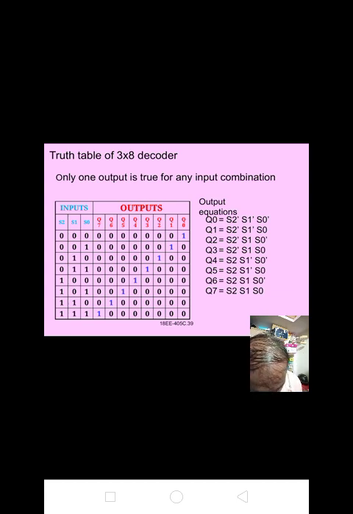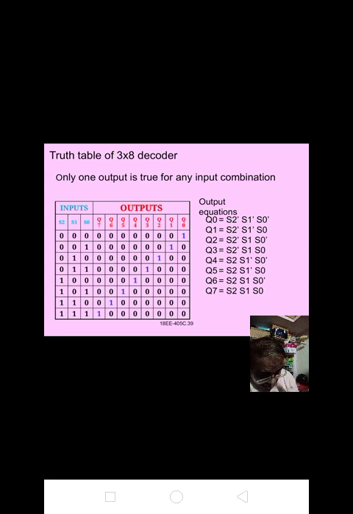Next, Q7, Q6, Q5, Q4, Q3, Q2, Q1, Q0. That is, for 0 0 0, Q0 equal to 1. For 0 0 1, Q1 equal to 1. For 0 1 0, Q2 equal to 1. For 0 1 1, Q3 equal to 1. For 1 0 0, Q4 equal to 1. For 1 0 1, Q5 equal to 1. For 1 1 0, Q6 equal to 1. For 1 1 1, Q7 equal to 1.